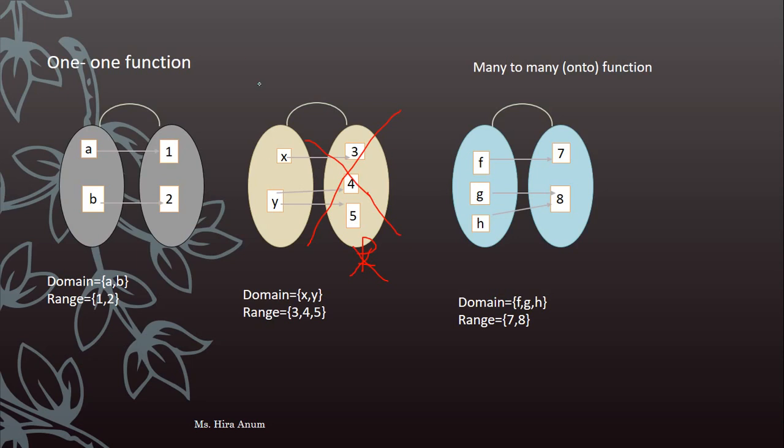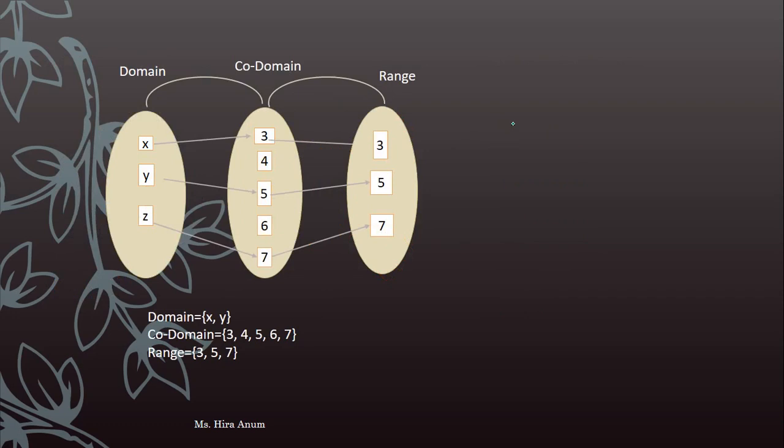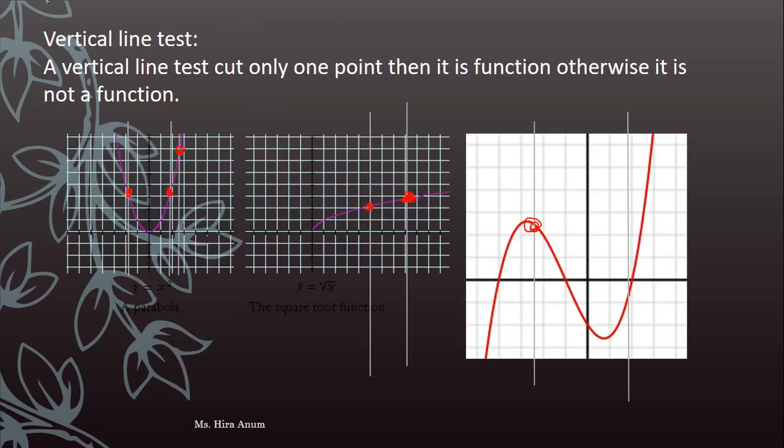You can see this is not a function, this is an into function, this is an onto function, and this is the domain and codomain, which has more elements than the range. The range is a subset of the codomain. This is called the codomain.